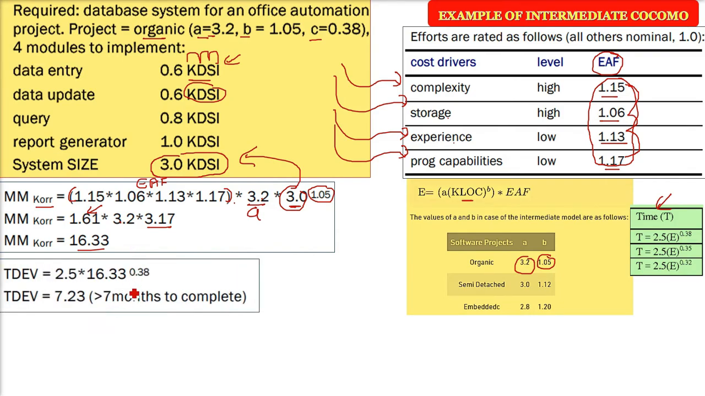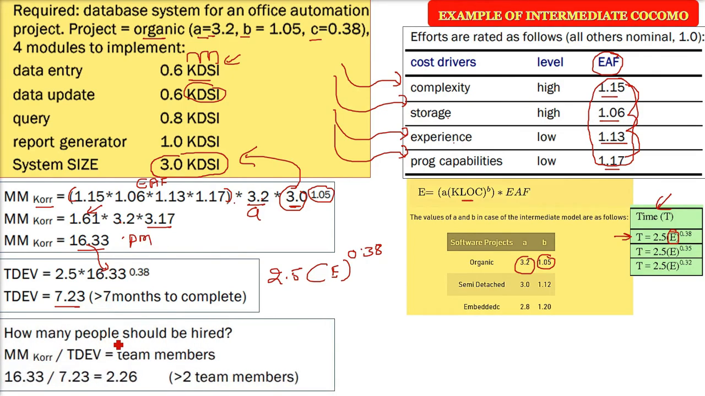Now let us come to the time of development. This is organic and you already have the table. So it is 2.5 times effort raised to the power 0.38. The effort we just found is 16.33. So you have 2.5 multiplied by 16.33 raised to the power 0.38, and when you compute it, you get 7.23. Since it is in months, it is just over 7 months, or 7 months and a quarter of a month.